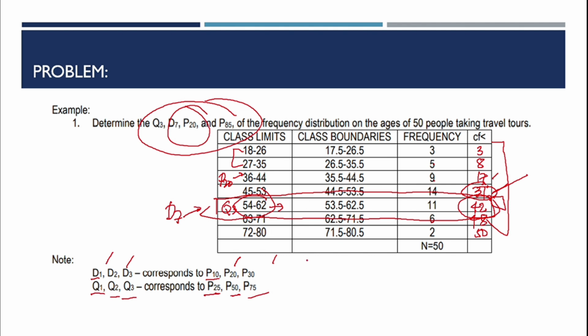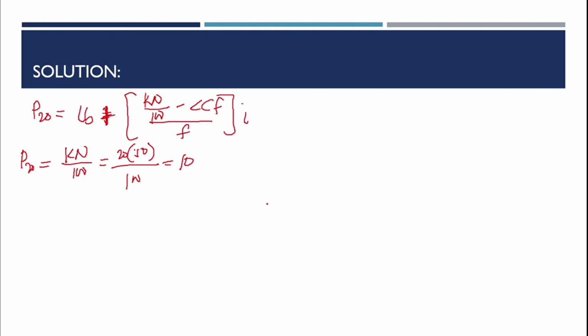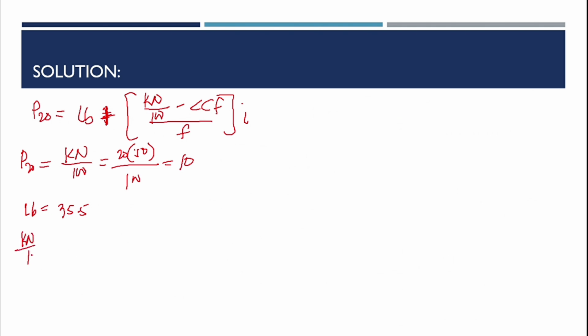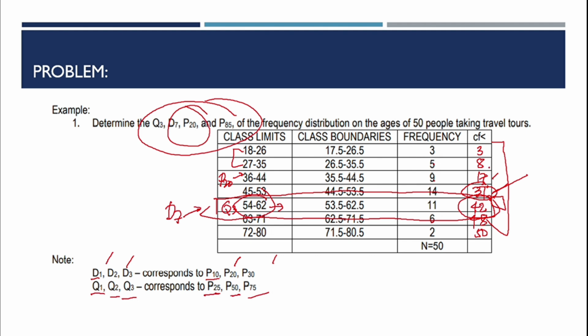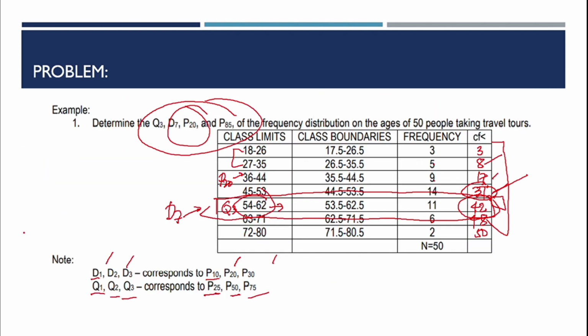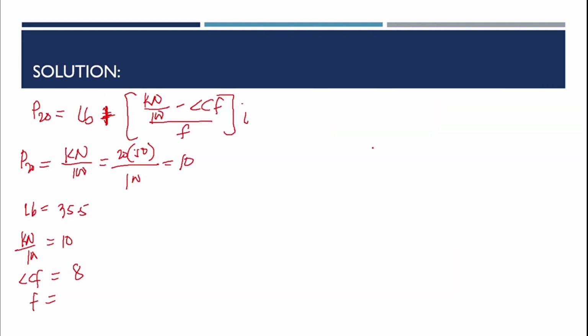So therefore, we have here our boundaries. First, our LB is 35.5. Next, we have the Kn over 100, which is 10. Next, we find the less than cumulative frequency next to it, which is 8. Next step is to find the frequency, which is 9. Next is the interval and n. I is 9 and the n is 50.